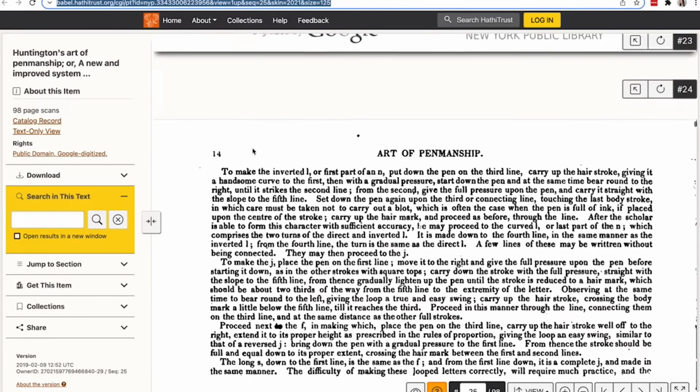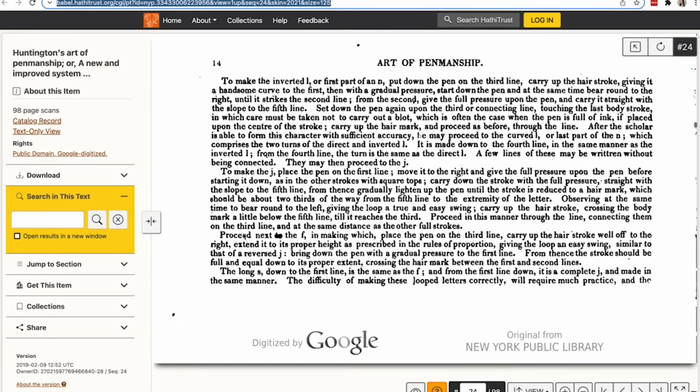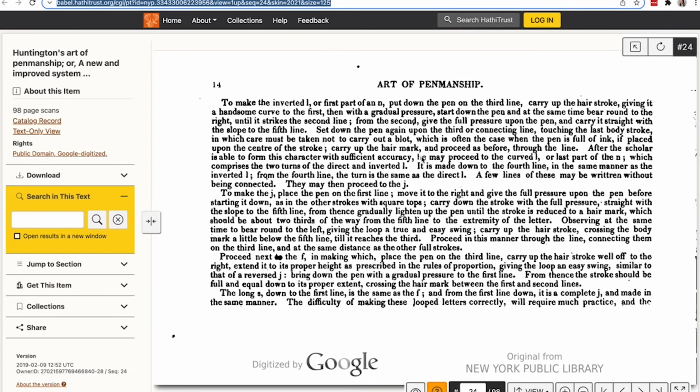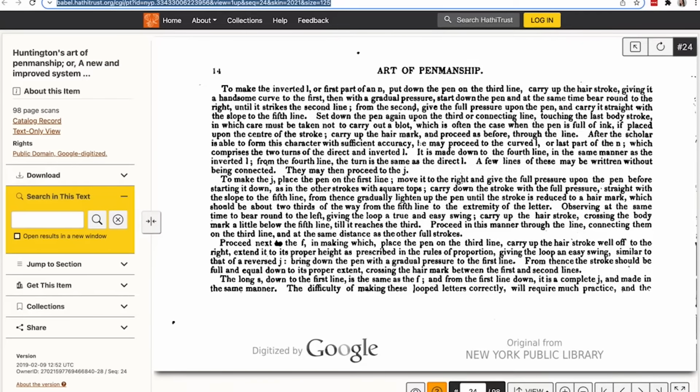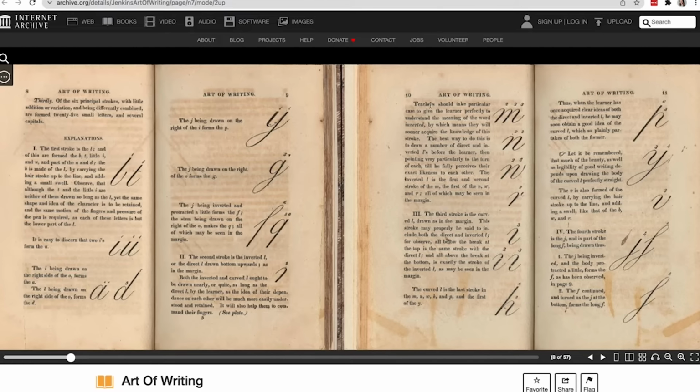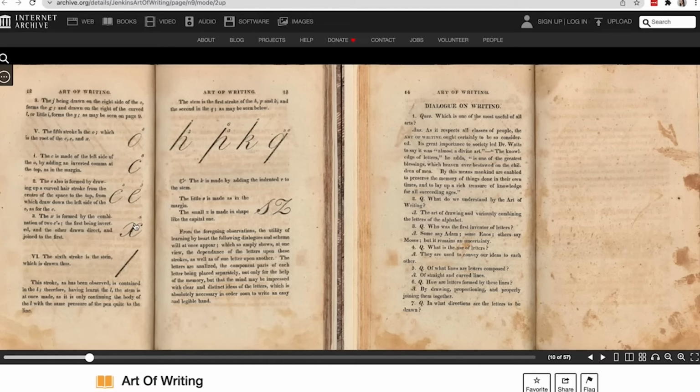So there's a lot of reading that you can go through and read about how these strokes are formed before they even give you the diagram of what it's supposed to look like. And that was also a common feature of some of these books, is that there's a lot of written instruction here that explains in words how the letters are formed rather than in diagrams.